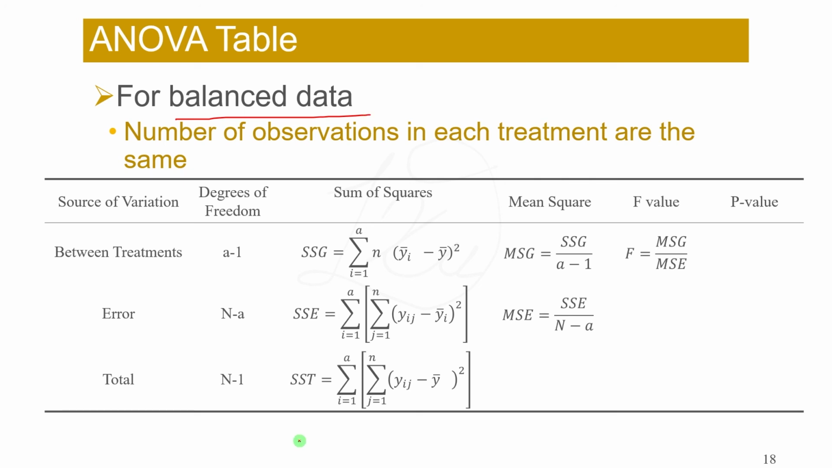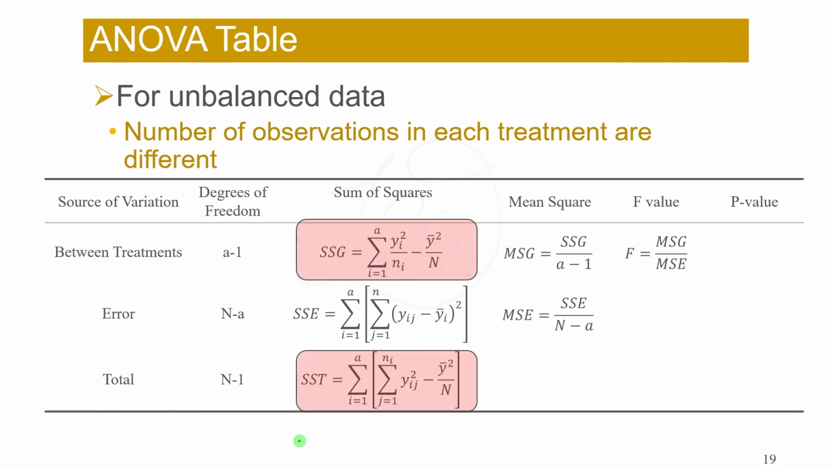The calculation of the ANOVA table is summarized in this slide. For unbalanced data, the calculation of the sum of squares between groups and the sum of squares total are slightly different, and they are shown in the highlighted box here. The rest of the calculations are the same.